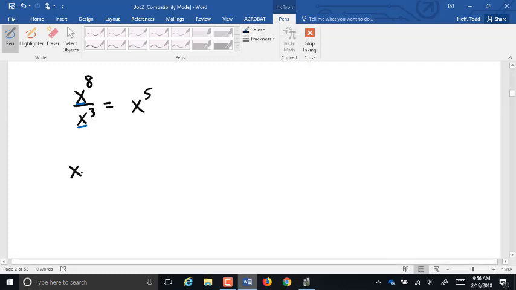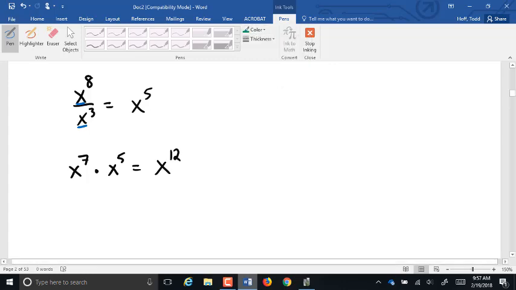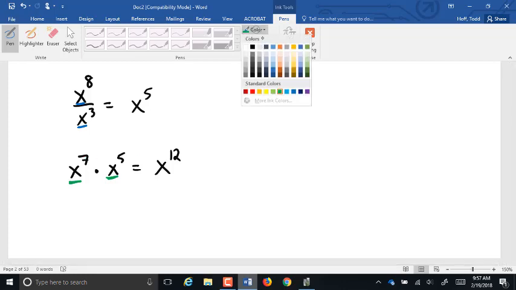If we have x to the 7th times x to the 5th, we get x to the 12th. Good. Once again, when we're multiplying exponents with the same base, both of those have bases of x, we add the powers. 7 plus 5 is 12.